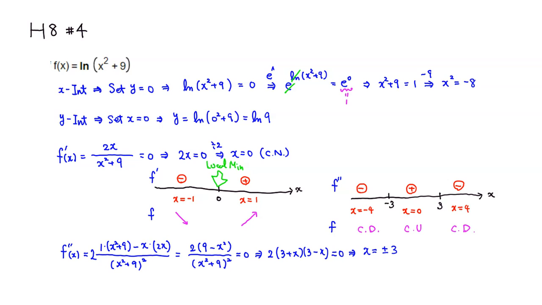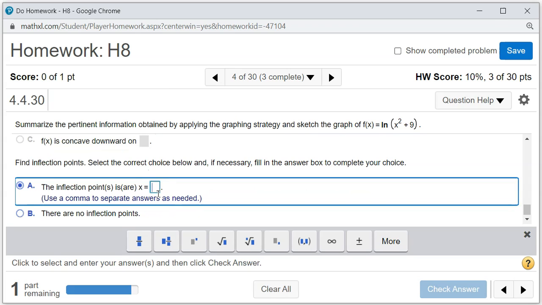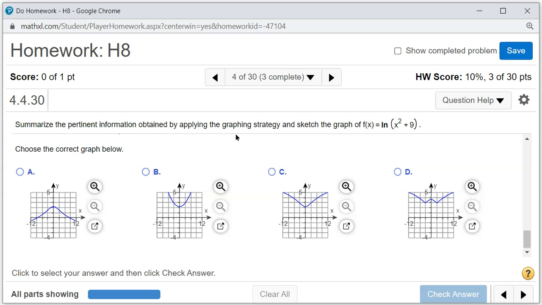And we want to find the inflection point. If you look at it, you can see that the concavity change happens at x equals -3, so there's going to be an inflection point there. And also here you have an inflection point. So we're going to put that here. Inflection points are x equals -3 and also +3. Check the answer. We got that.